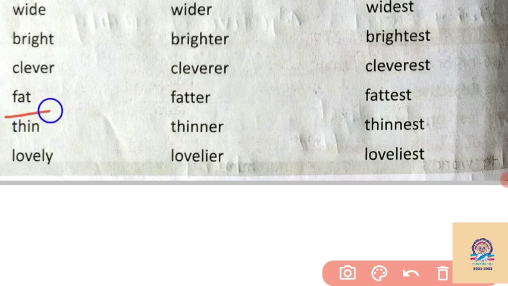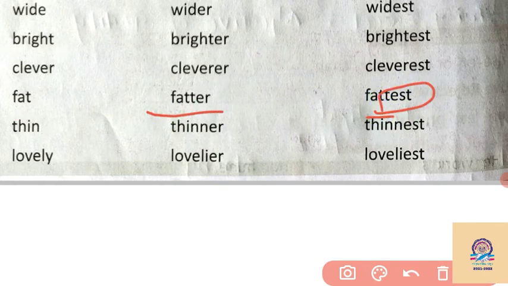Then once again fat is given, the last letter is a consonant, and before the consonant a vowel is given, so we have to double t here, the last consonant is doubled for the comparative. Then we have to add er, it means fat changes into fatter, once again we have to double t, and then add est for fattest for the superlative degree here.